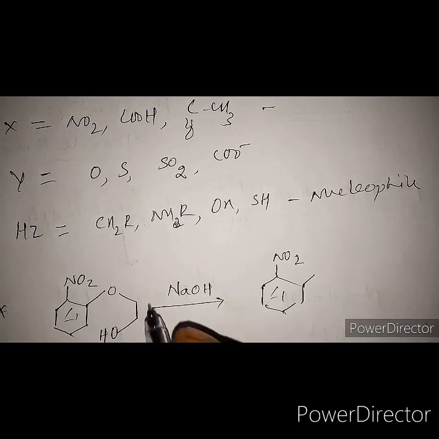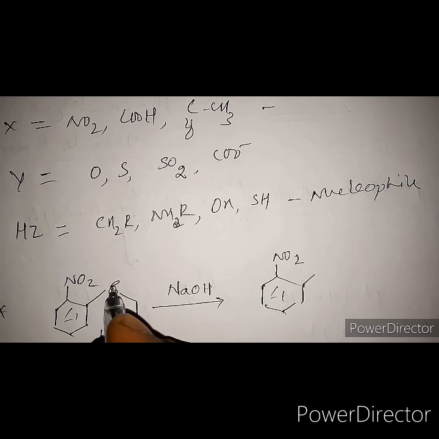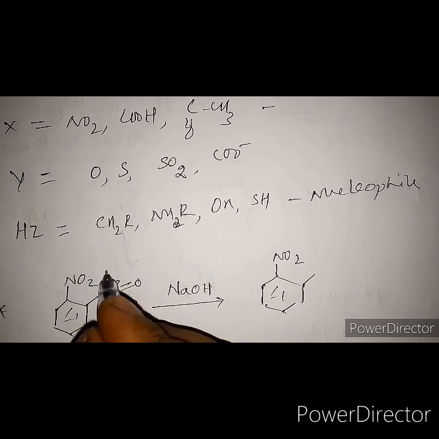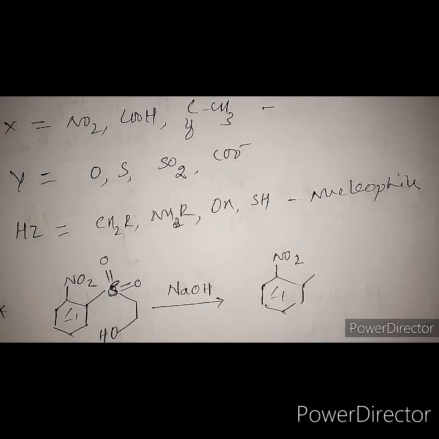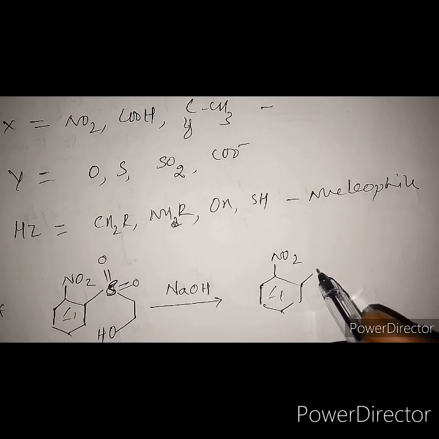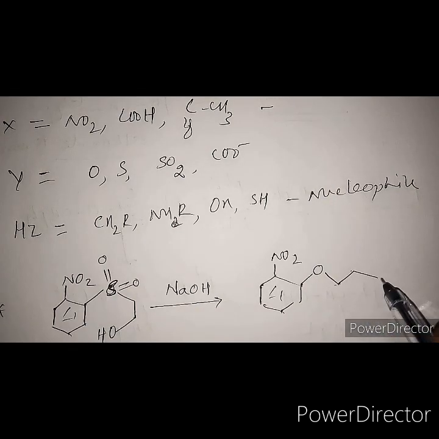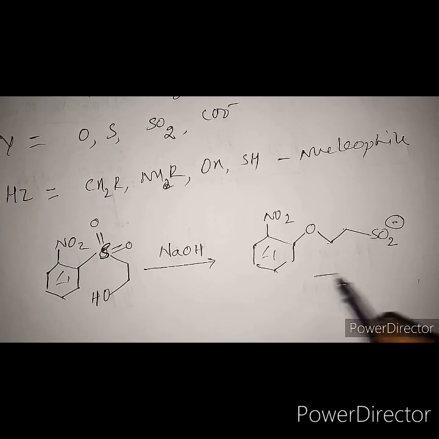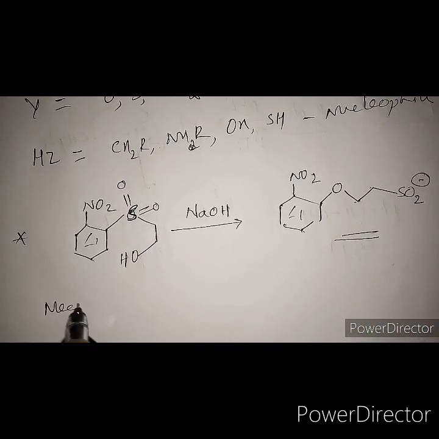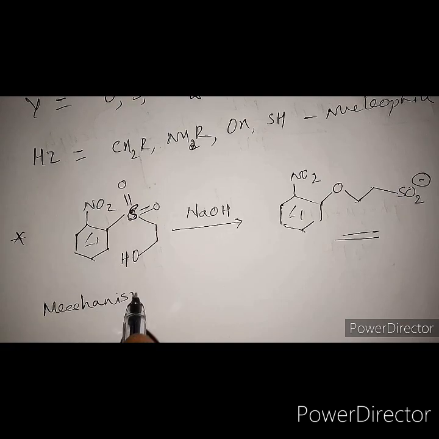So instead of using oxygen here, we can use sulfur dioxide, in order to differentiate the attacking positions as well as the leaving position. So you will get O, there are 2 carbons, SO2 minus. So this is the product in the Smiles rearrangement. Now the reaction mechanism of this reaction.